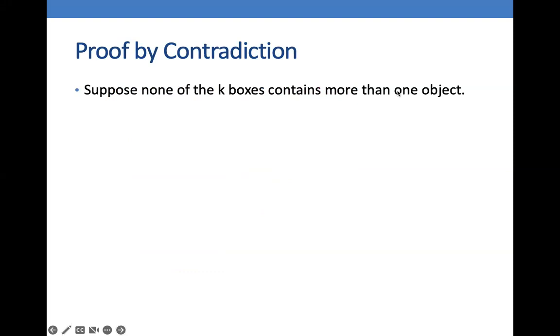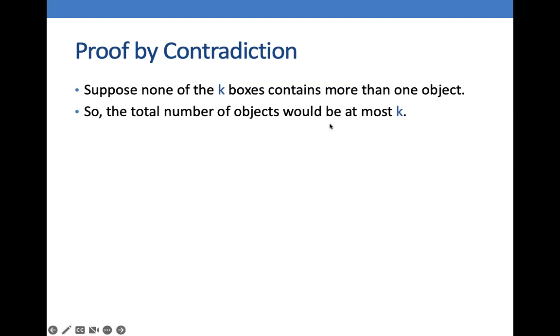So how can we apply this to the pigeonhole principle? Suppose none of the K boxes contain more than one object, so the total number of objects would be at most K. What it means is that if we have K boxes, each of these boxes will contain only 0 or 1 object. So we can then say that the total number of objects would be at most K.